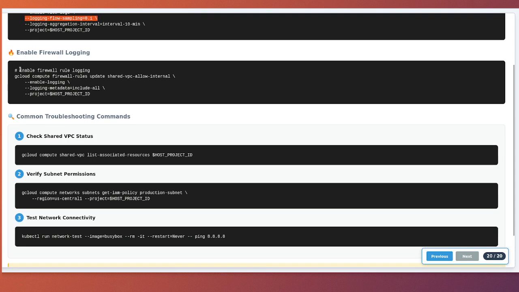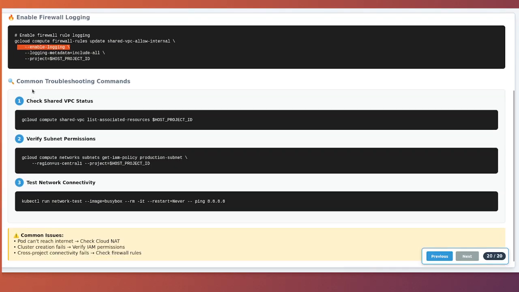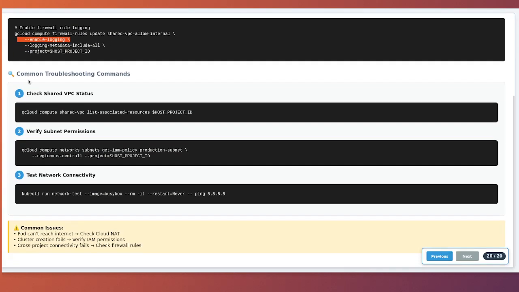Firewall logging helps track security events and troubleshoot connectivity issues. Enable logging on security-critical rules to maintain audit trails. Common troubleshooting scenarios include connectivity issues between projects, incorrect IAM permissions, and IP range conflicts. Having proper logging in place makes these issues much easier to diagnose.